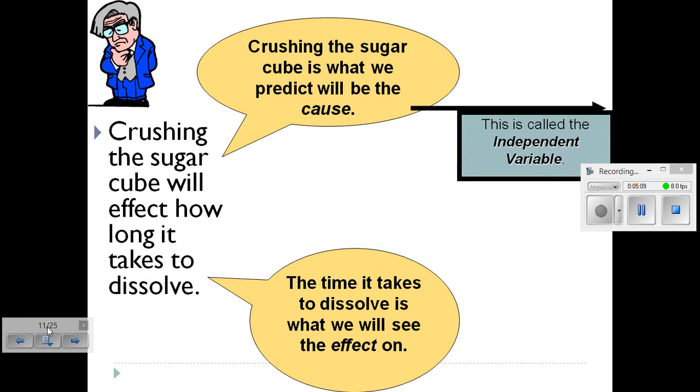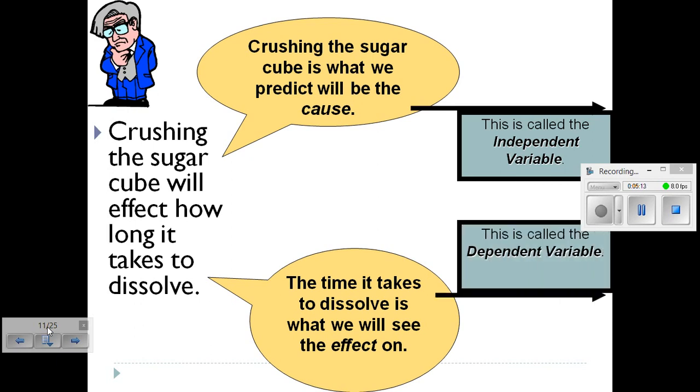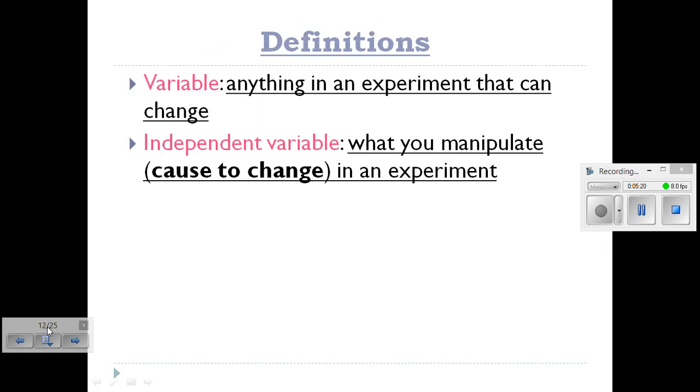The prediction would be called the independent variable. And the other one would be called the dependent variable. So once again, a variable is anything in an experiment that can change. Now, an independent variable is what you can manipulate or cause to change in an experiment. The key words in the independent variable are cause to change.